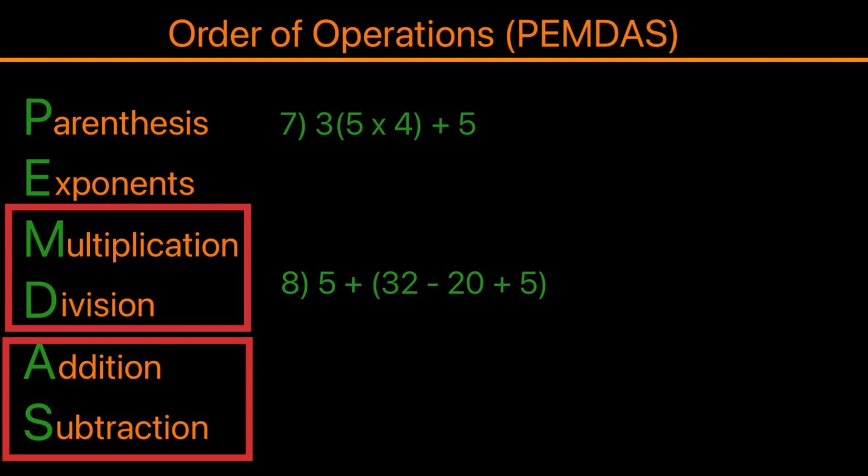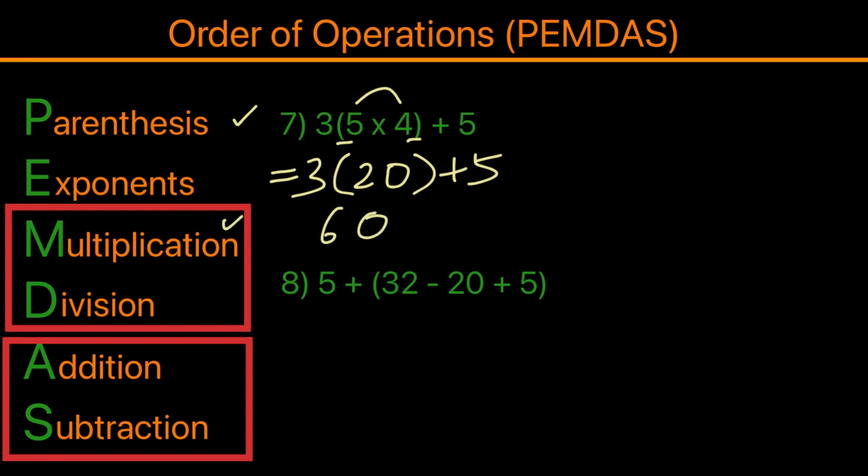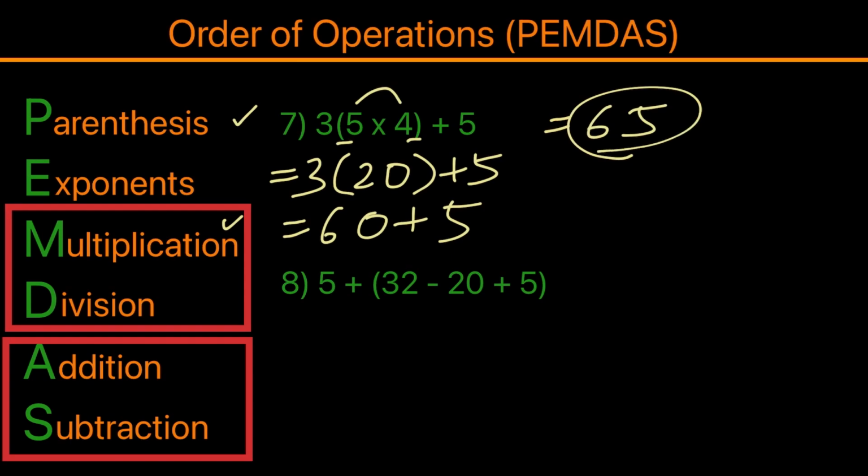Now moving on to example 7. We can see that there are parentheses. So we'll work on 5 times 4 first. That becomes 20. And then bring the rest down. And now we have a multiplication and an addition. So multiplication goes first. So 3 times 20 is 60. And then we add the 5. And the answer is 65.